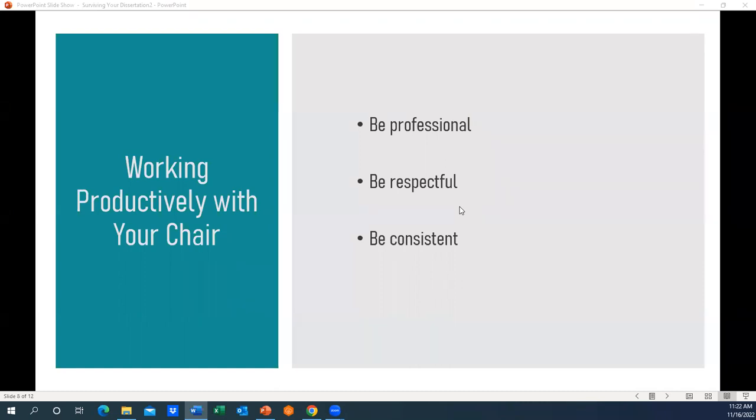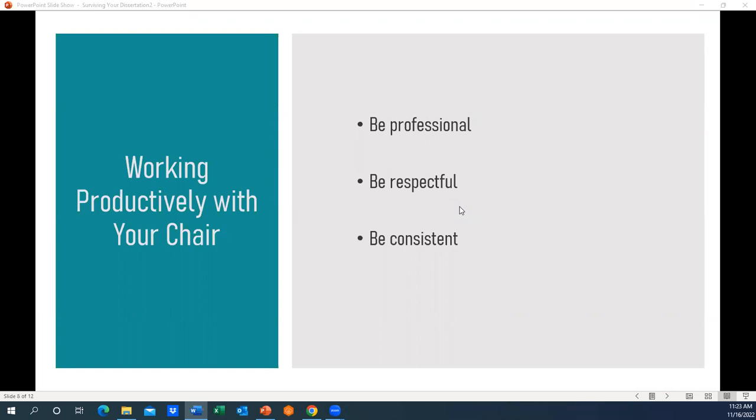So keep your chair in the loop about your plans. Even if your plans change or you can't make something, still keep them in the loop. They like to know that you're engaged, right? They like to know that you're engaged with the project. It doesn't mean bugging them all the time, but it just means keeping them in the loop.